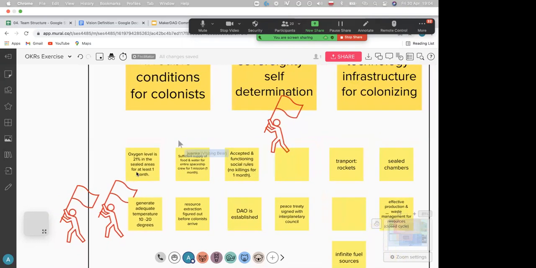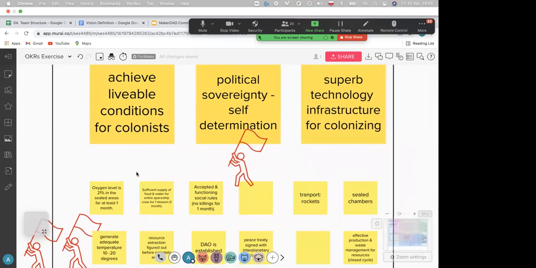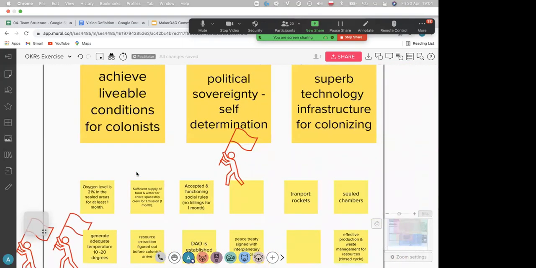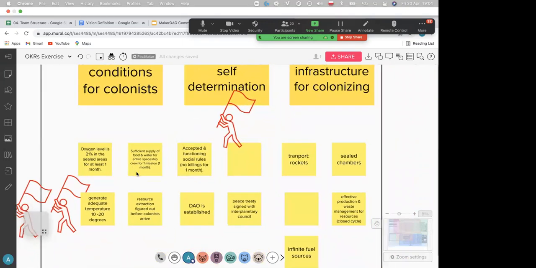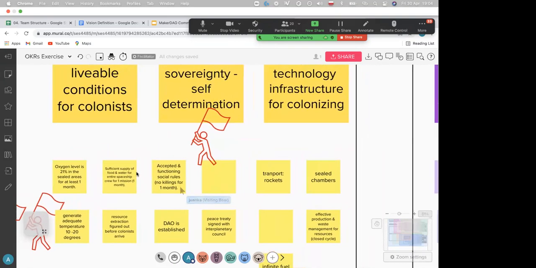The second big objective is around political organization, political sovereignty, self-determination. We don't want an extension of the nation-state structure on Mars. We need something sovereign and preferably governed by a DAO, like a digital nation, a digital enclave. That is how we want to organize on Mars, with accepted social rules. So we don't want any killings around, and so a peace treaty with an interplanetary council.